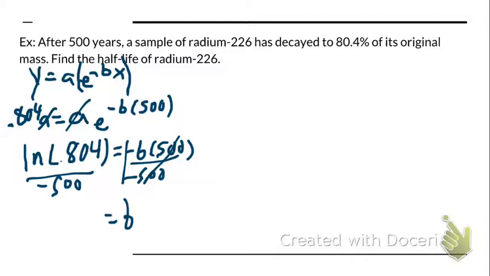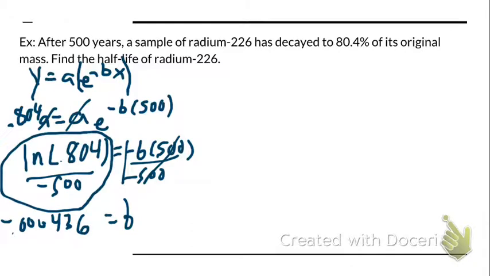And if you type that into a calculator, you get a small decimal. It's decaying, but it takes 500 years to only lose 20%. So it makes sense that the rate is low. 0.000436 as a decimal approximation. Alright, the exact answer is right here, the natural log of 0.804 over negative 500.